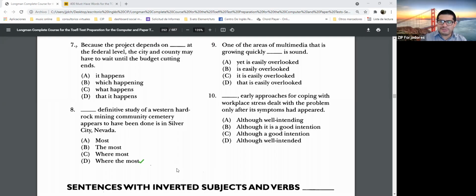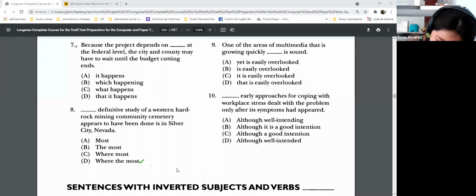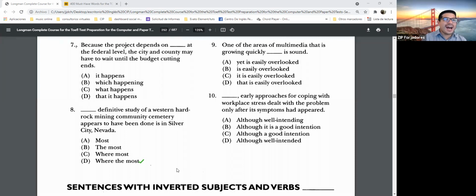To make a superlative, we always have to have an article. For example, you're going to say you are the biggest, or you are the smartest, you are the most difficult. This is the most difficult subject ever. We have to have the article in the superlatives. It's very important. So yes, letter C and letter D are very similar, but that's the difference, the article.